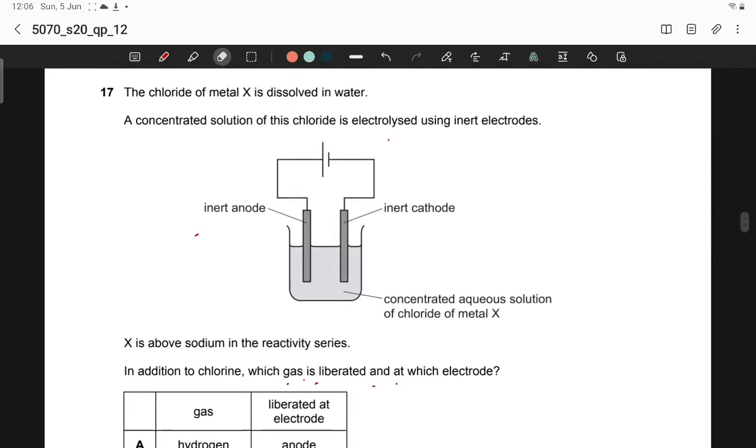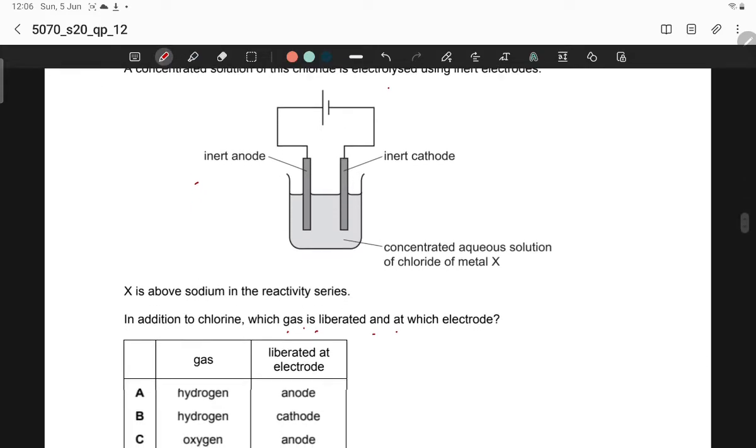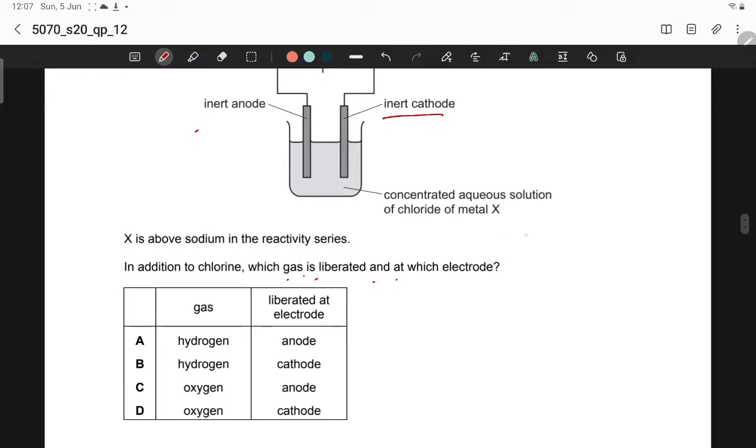Question number 17. The chloride of metal X is dissolved in water. Inert electrodes are used, and a concentrated solution of the chloride is the electrolyte. A concentrated aqueous solution of the chloride of metal X, where X is above sodium in the reactivity series. In addition to chlorine, which gas is liberated?